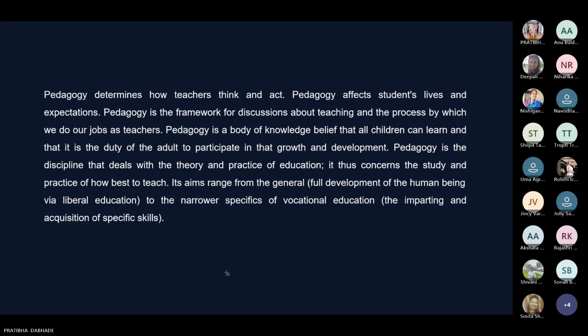Anyone else? So it was there in the last three lines. So what is the main aim of pedagogy? See, on one side, we are saying full development or 360 development of a child or human being, but it is expected that it should go via liberal education. So here the main focus is given on the development of competencies and skills. Or on the other side, we can say it's about vocational education, right? Anything else? Just tell me a summarization of the previous lines.